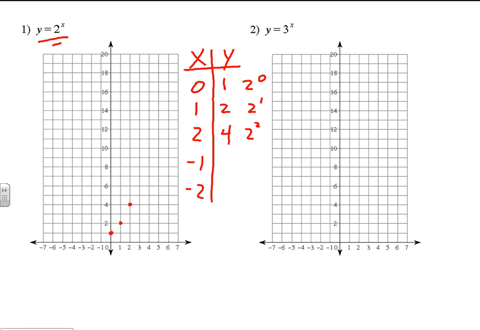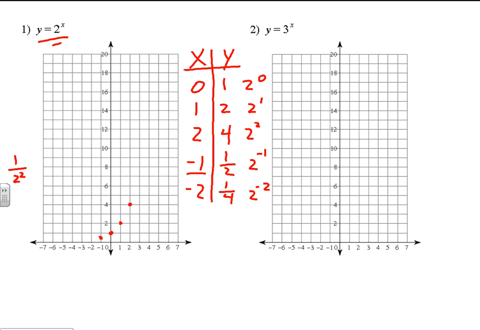Then, when x is -1, I get 2 to the negative first, and you could do that on a calculator, but 2 to the negative first is just 1 on 2 to the first, or 1/2. So at -1, I'm up a half over here. And when x is -2, I get 2 to the negative second, which is 1 on 2 to the second, and I get 1/4.